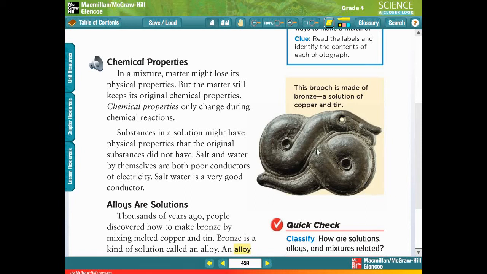How does it happen? Because we know what this is made of. We just melt the copper and mix it with tin, and now it becomes bronze. And now we change the color, the physical property, and we have another physical property change. But we do not have a real reaction happening here.